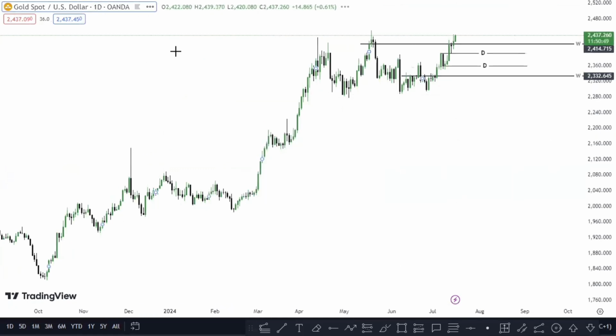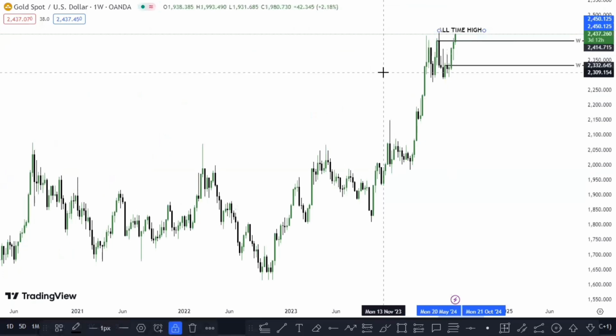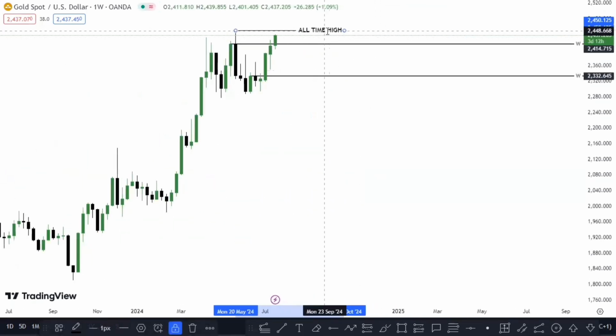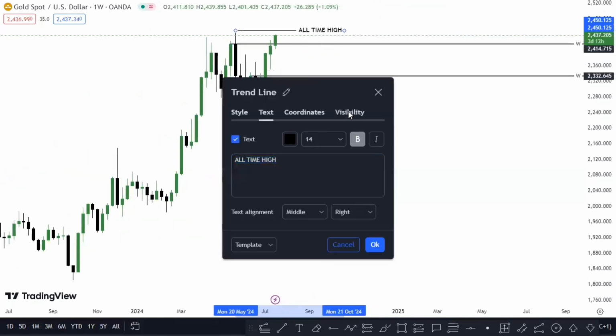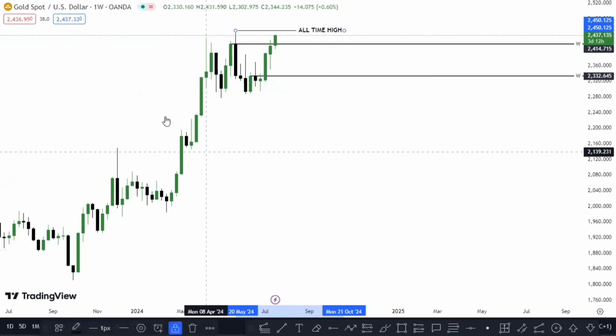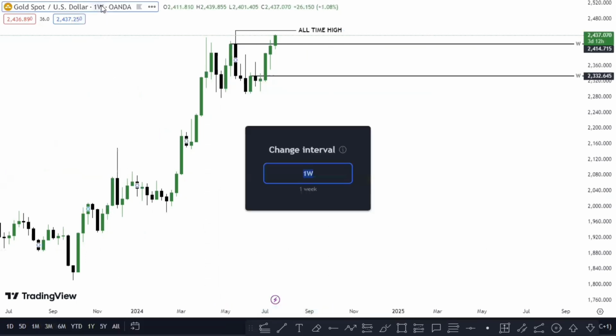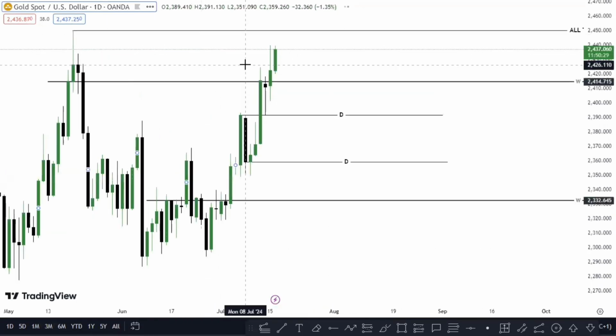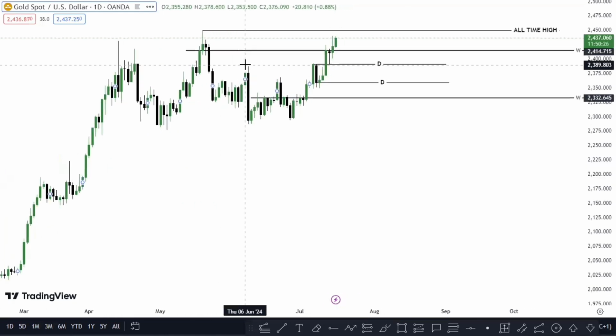I just hope you understand everything I'm doing. I want it to appear on lower time frames and below. Visibility, all time frames. Appear on all time frames. So now let's go back to our daily time frame. Good, now it's appearing on the daily time frame. I don't know if you guys can see what I'm seeing.